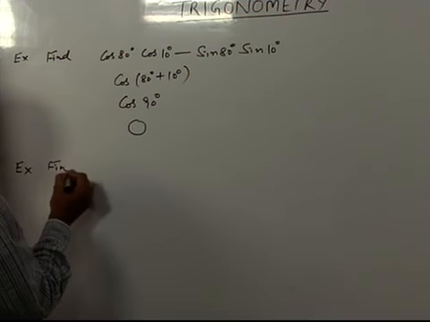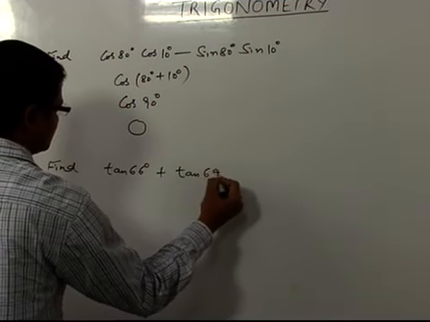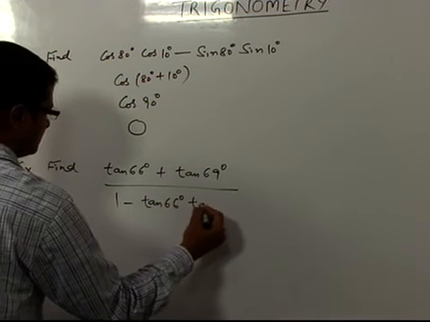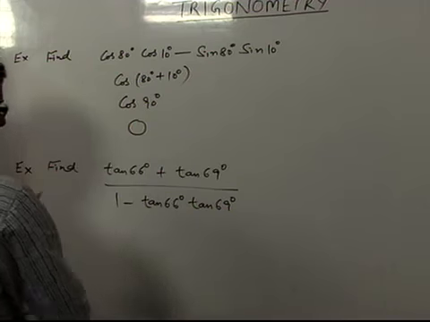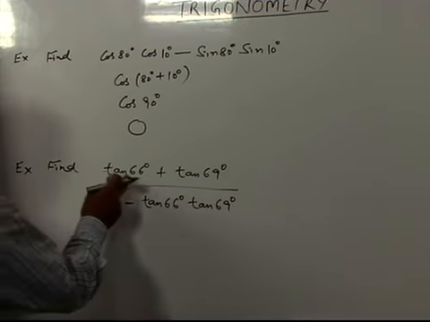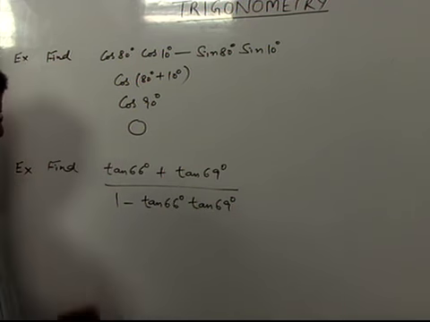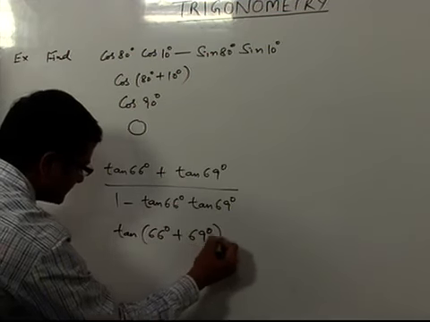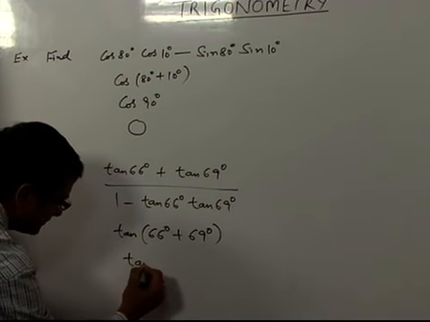Another example is find tangent 66 degree plus tangent 69 degree upon 1 minus tangent 66 degree into tangent 69 degree. Here we can apply the addition formula, tangent A plus tangent B upon 1 minus tangent A tangent B. So it will be tangent of 66 degree plus 69 degree.